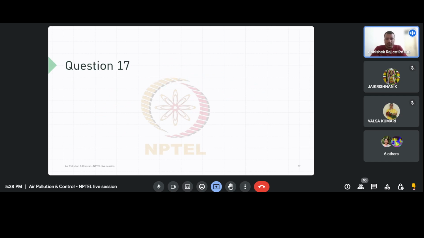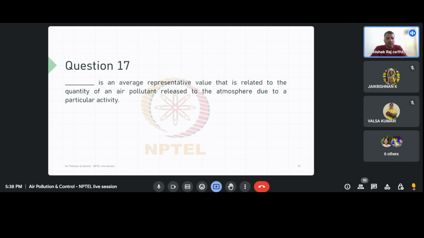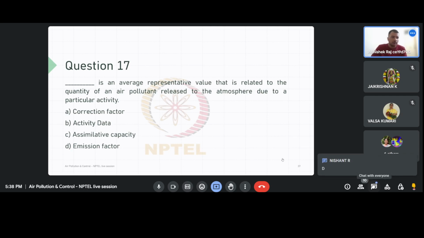Moving to question 17: what is an average representative value that is related to the quantity of an air pollutant released to the atmosphere due to a particular activity? Correction factor, activity data, assimilative capacity, or emission factor. Some of these questions will be callbacks to previous questions. This way we'll cover some concepts, and we'll also revise them in the class so that they will be clear.